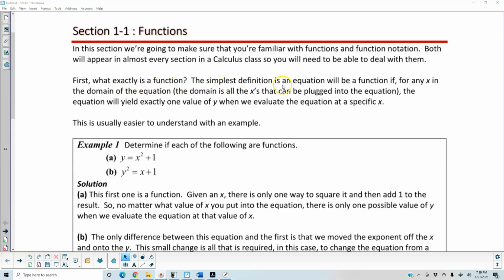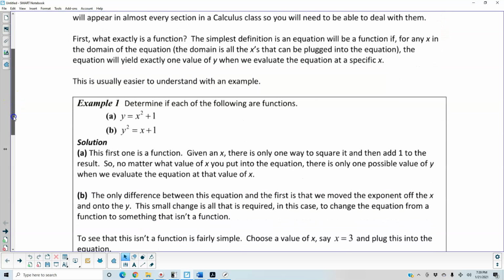The simplest definition is an equation will be a function if, for any x in the domain of the equation, the domain is all the x's that can be plugged into the equation, the equation will yield exactly one value of y when we evaluate the equation at a specific x. This is usually easy to understand with an example.